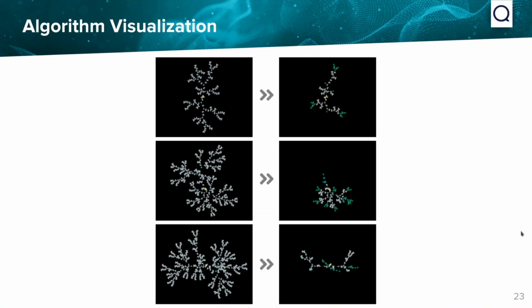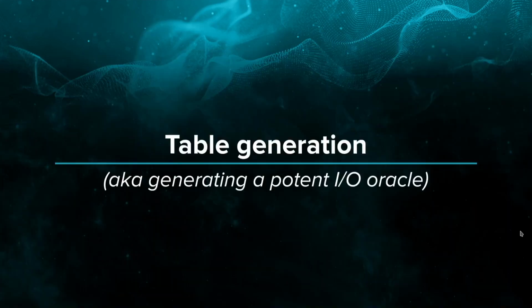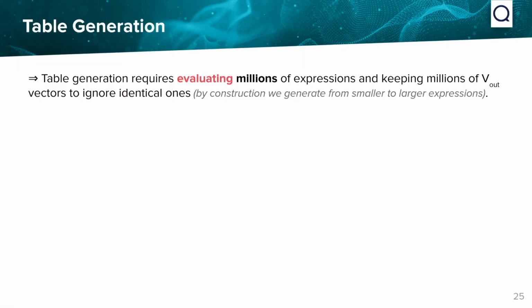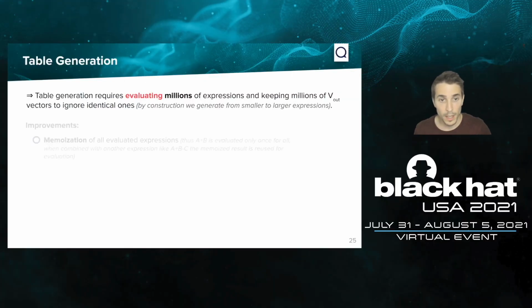And here is the result as a graphics. Okay, so now I'd just like to discuss the table generation process, which is also a critical part of our algorithm. When you generate all those tables, you have to evaluate millions of expressions in order to create this mapping from outputs to expressions.